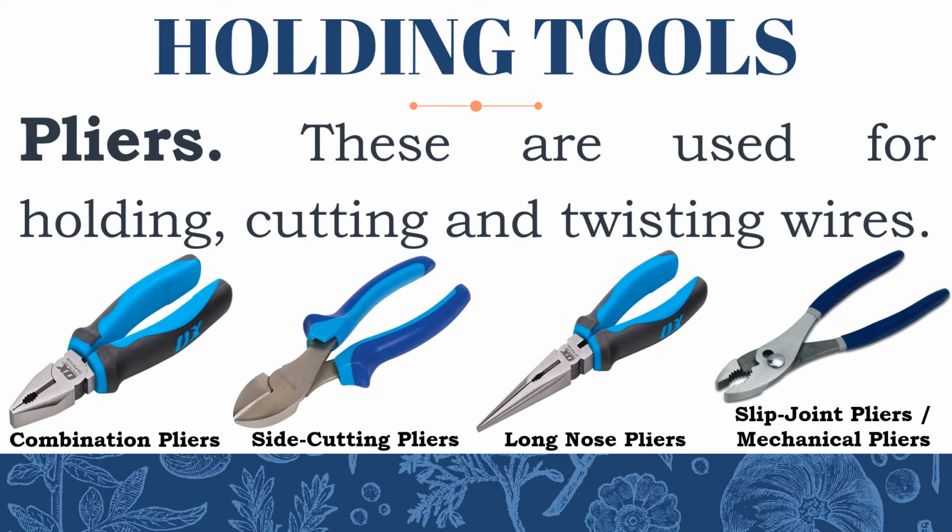Last holding tools are the pliers. These are used for holding, cutting, and twisting wires. We have different kinds of pliers. These are the combination pliers, side cutting pliers, long nose pliers, and slip joint pliers or mechanical pliers.